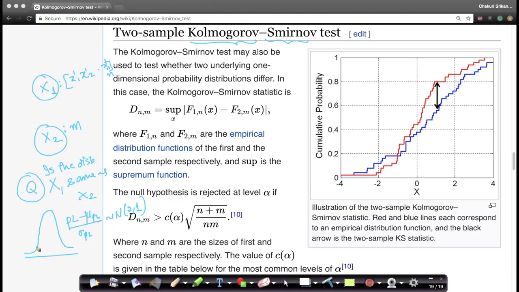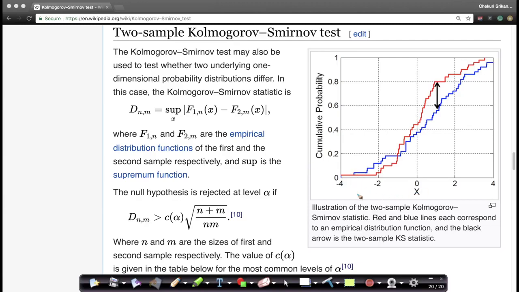Now, this is an extremely important test and something that I've used extensively in my own career. Let's go ahead and understand what this test is. The test basically says whether two random variables x1 and x2 have the same distribution or not. Let's see how the test goes.